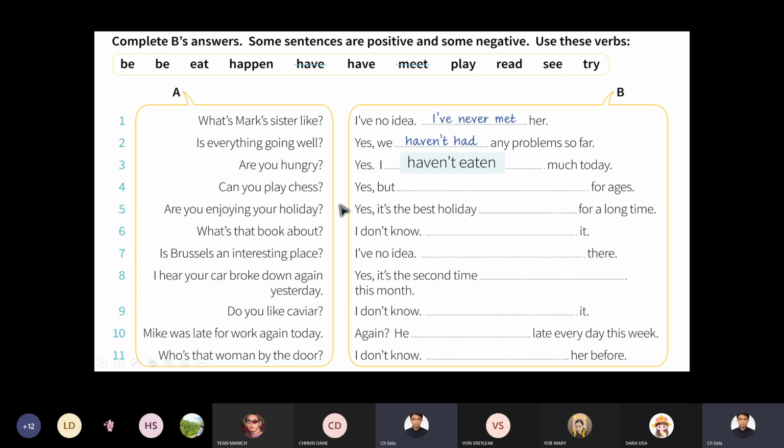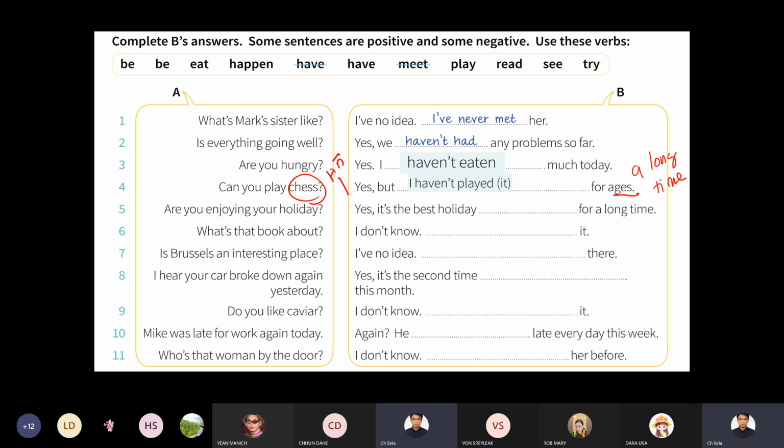Can you play chess? Yes, but the word ages here means for a long time. A long time. And the word chess here in Khmer is like this. Okay. Can you play chess? Yes, but can anyone help me, please? I haven't played it for ages. Okay, thank you very much.